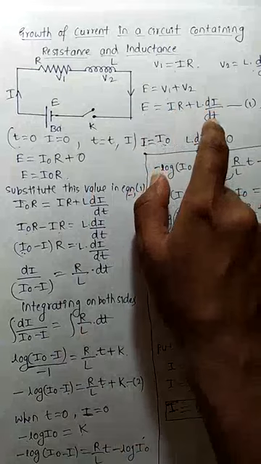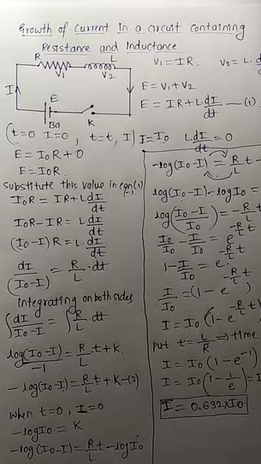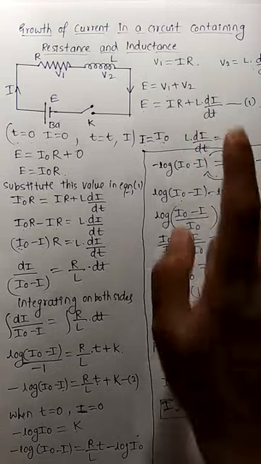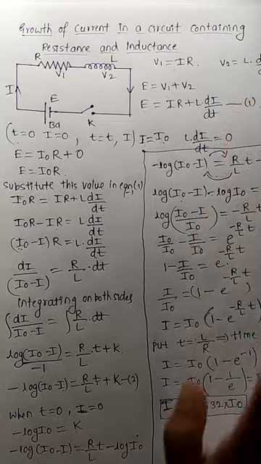L into di by dt, where L is the inductance. That inductance is nothing but, when current is flowing in the conductor, if the current changes, then it is producing the magnetic field. So due to that, the electromotive force is created, and that is called inductance. That is the L value. So that is equal to L into di by dt.